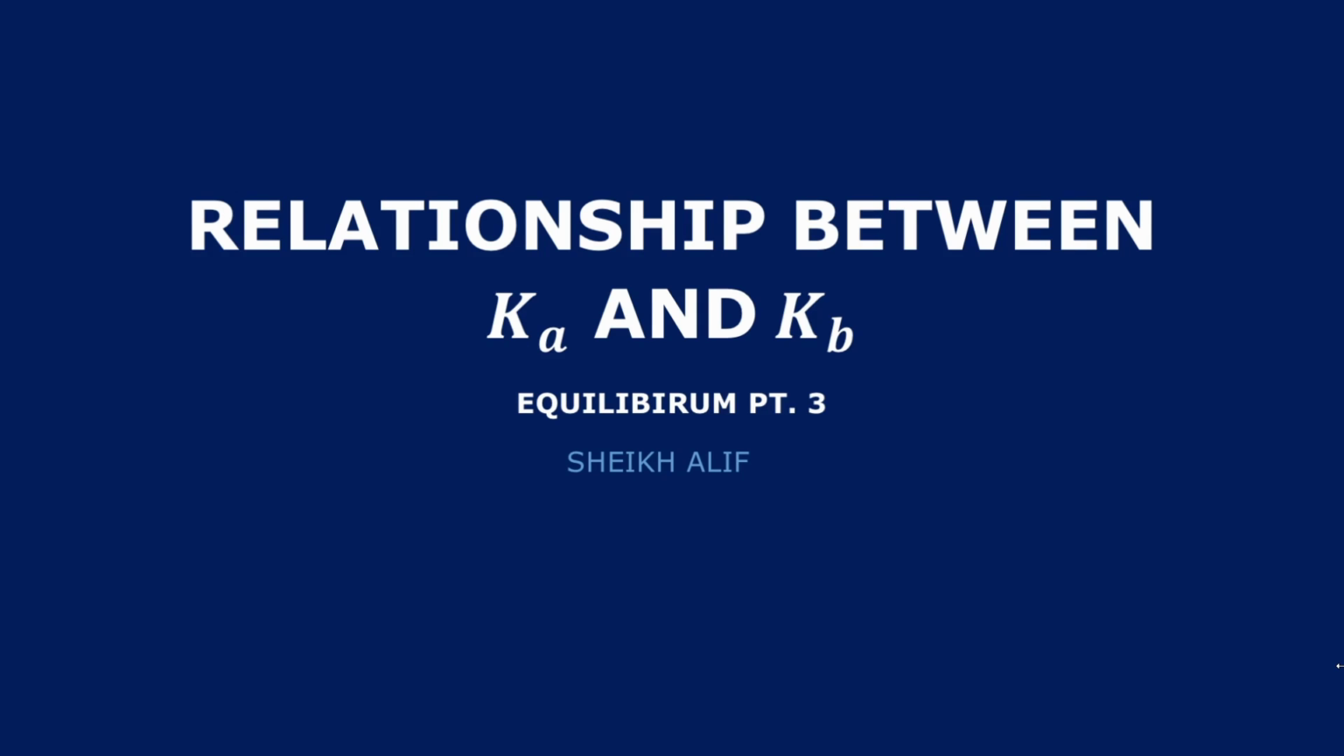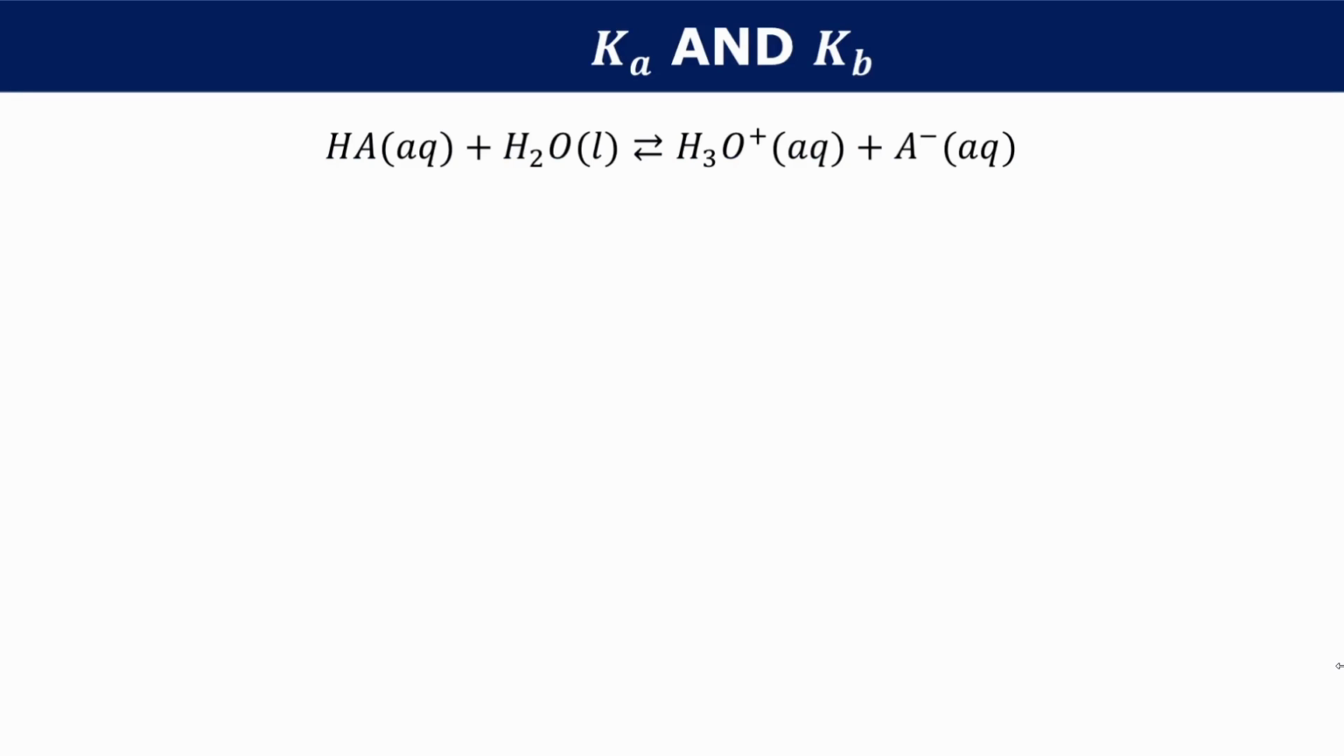So we're going to talk about the relationship between Ka and Kb. This usually makes up like one or two questions on the test, but it's cool regardless. So let's do a little review of what an acid dissociation looks like.